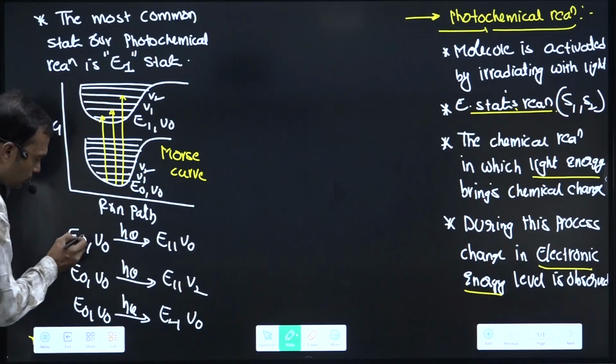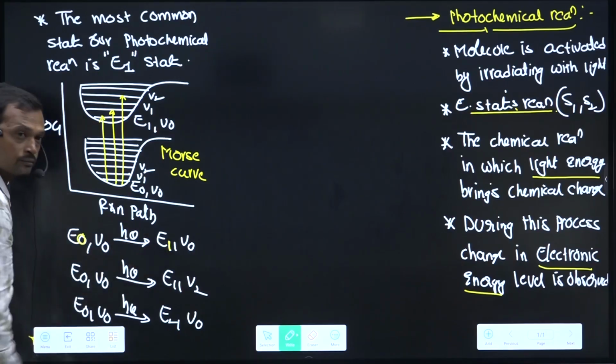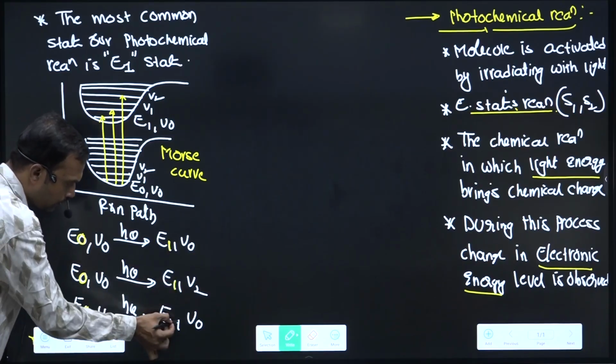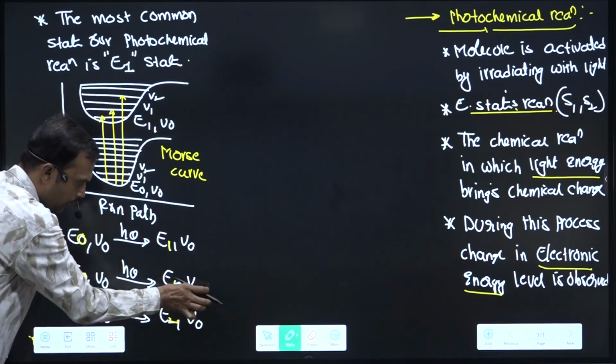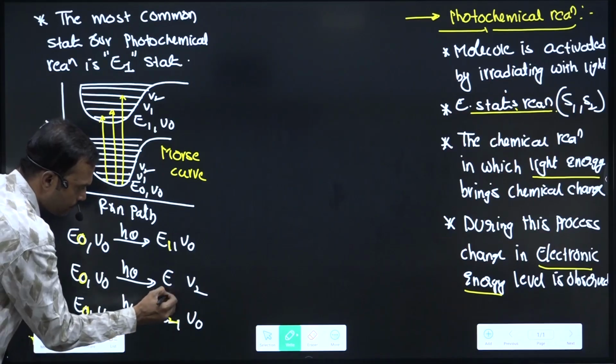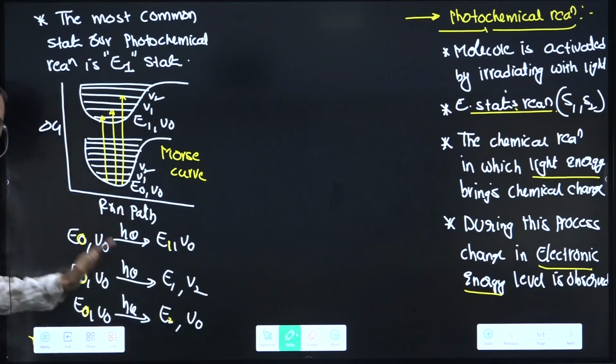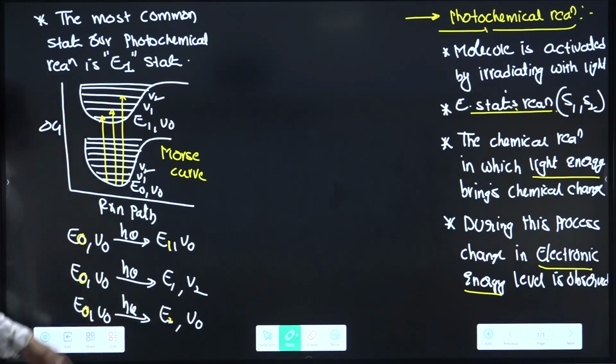But without a change in electronic energy level, the reaction does not exist. See, here it is E0, then later on E1. You need to focus on these numbers only: E0 to E1, E2, then E1, and this is E2, V0. Only these reactions are photochemically possible, with a change in electronic energy level.